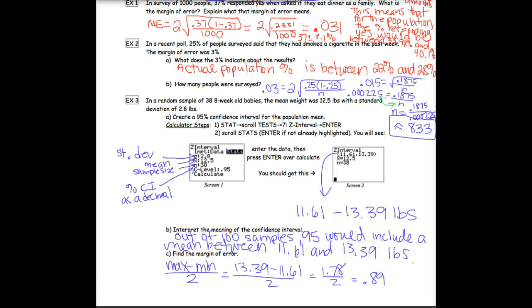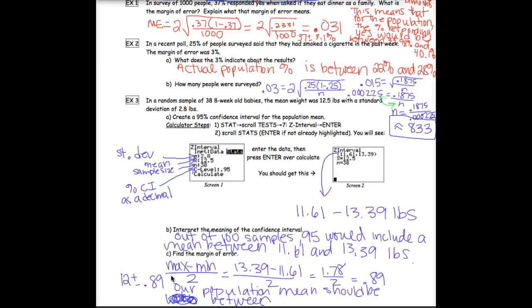So what does this mean? Again, very important that you know what that 0.89 means for margin of error. That means that our population mean, because this is a sample mean, should be between, so the original mean was 12.5, so it's 12.5 plus or minus the 0.89.